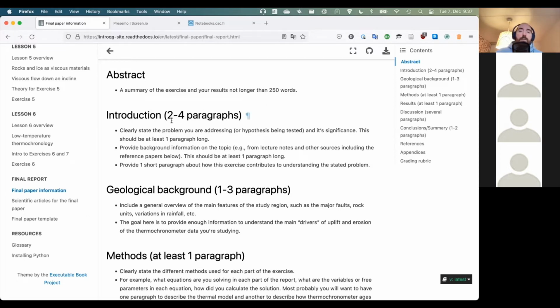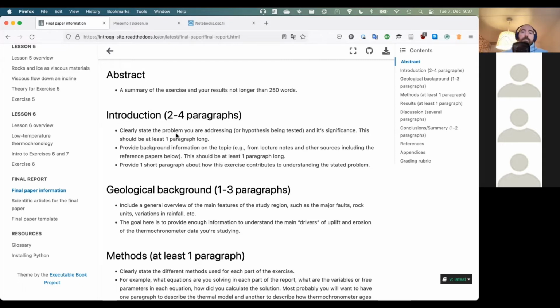Then there's an introduction, and the introduction is something like maybe 2 to 4 paragraphs. It doesn't have to be super long, but there you could state what you're trying to do. In our case, we have this age data we're trying to interpret, and so you could say something about the overall goal of doing this. So maybe something along the lines of trying to understand the rates of exhumation in the Himalaya in Bhutan over the last several million years.